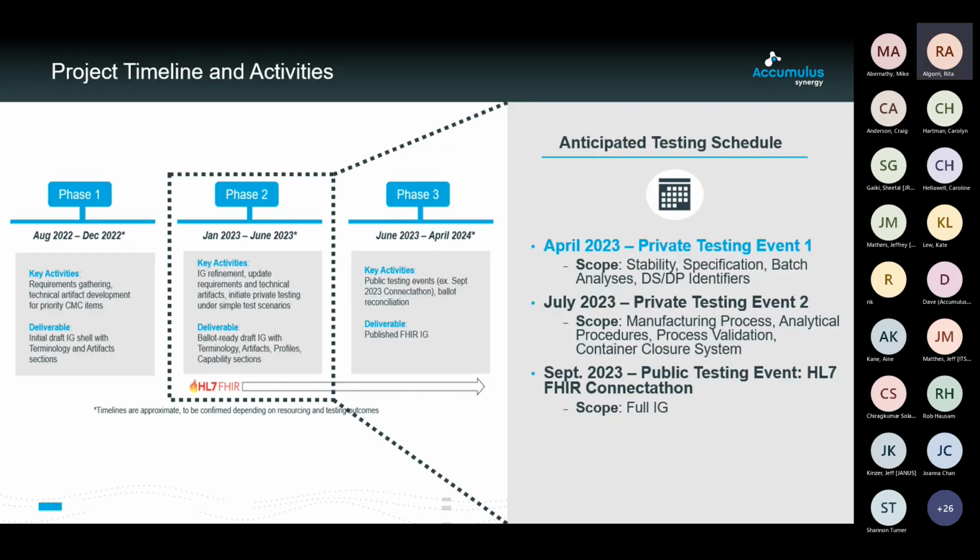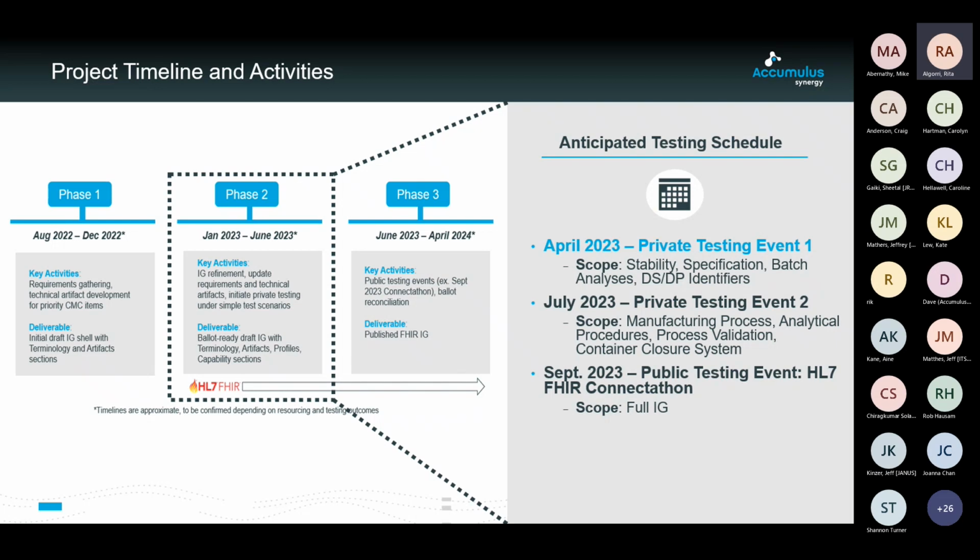Okay. So you've most likely seen this slide before in some of our testing event materials, but I just wanted to level set where we are in this process of developing the IG. So this is our first testing event with this IG, and we'll have at least two more following this one, planning currently for July, and then to attend the September public testing event at the FHIR Connect-a-thon.